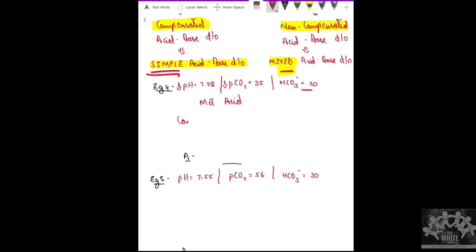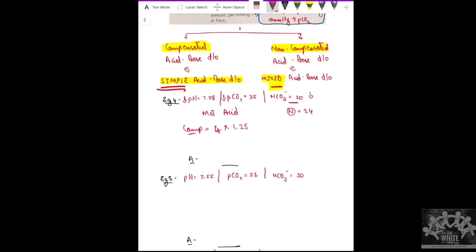How do we calculate compensation? HCO3 minus is decreased by 4. Normal is 24, and HCO3 minus is 20. So 4 into 1.25. For every 1 milliequivalent decrease in HCO3 minus, PCO2 should decrease by 1.25. So for 4 milliequivalents, it should have decreased by 5. And PCO2 is 35, so it is adequately compensated. So we can call it simple metabolic acidosis.